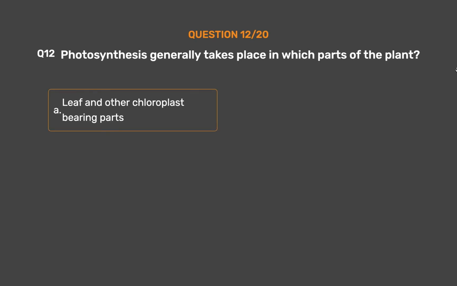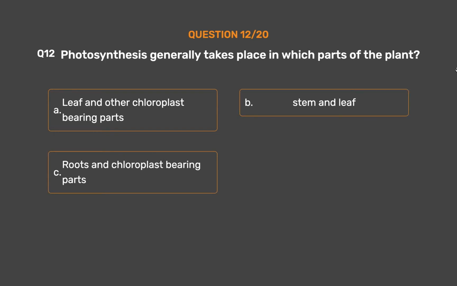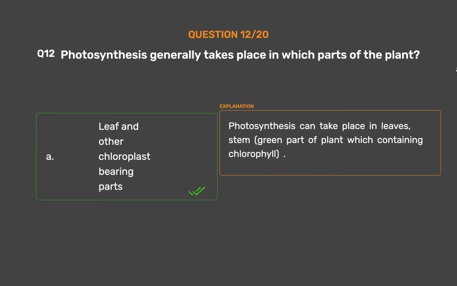Option A. Leaf and other chloroplast-bearing parts. Option B. Stem and leaf. Option C. Roots and chloroplast-bearing parts. Option D. Bark and leaf. The correct answer is Option A. Leaf and other chloroplast-bearing parts. Photosynthesis can take place in leaves, stem, and green parts of the plant which contain chlorophyll.